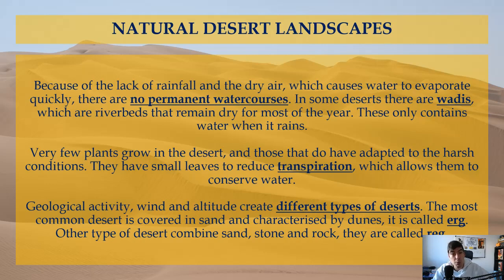And as you know, very few plants grow in the desert, but there are some plants, ojo, and those that do have adapted to the harsh conditions, las condiciones tan extremas. They have small leaves to reduce transpiration, which allows them to conserve water.